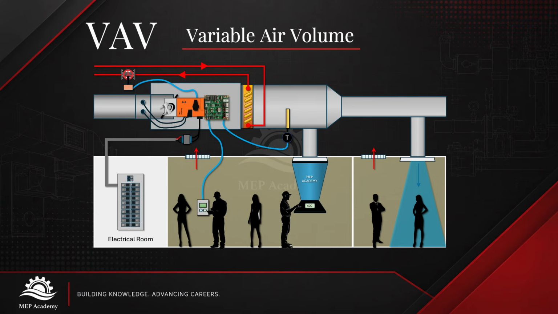Number 8. VAV, Variable Air Volume. A VAV system varies the amount of conditioned air supplied to a space as its heating or cooling load changes. VAV systems are widely used in commercial buildings because they provide individual zone control while reducing energy consumption.